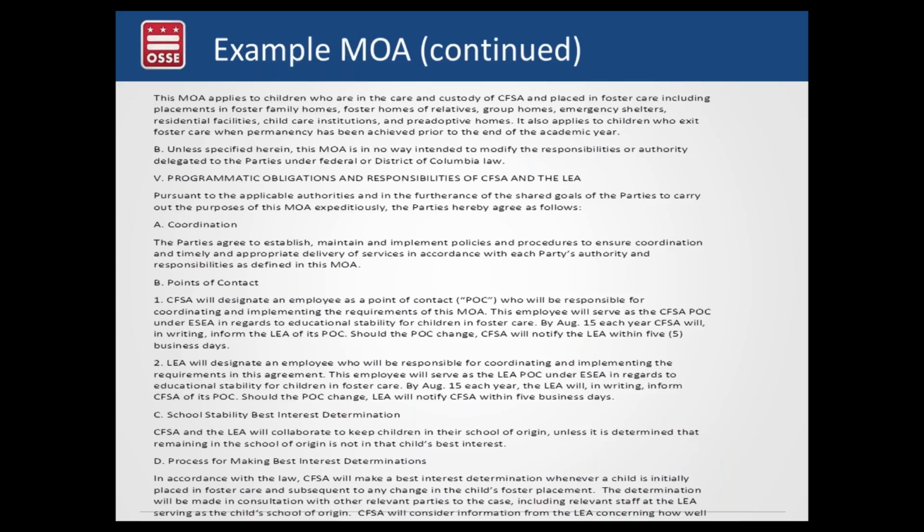Let's see. So in the fifth section, under programmatic obligations and responsibilities, pursuant to the applicable authority and in the furtherance of the shared goals of the parties to carry out the purpose of the MOA expeditiously, the parties hereby agree as follows. And then under coordination and points of contact, under coordination you could outline the communication routines that you will be following, and in the B, the points of contact, who are the individuals who will be primarily responsible for ensuring that certain activities are carried out.